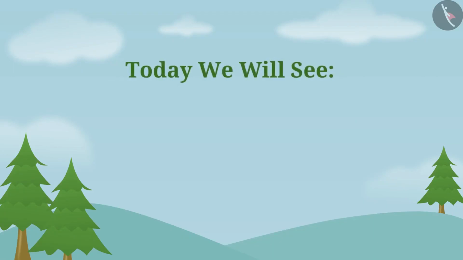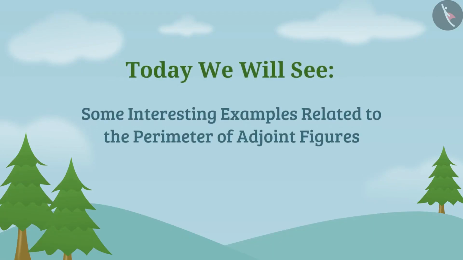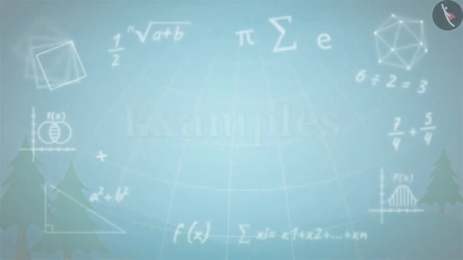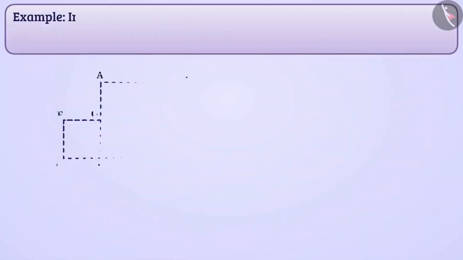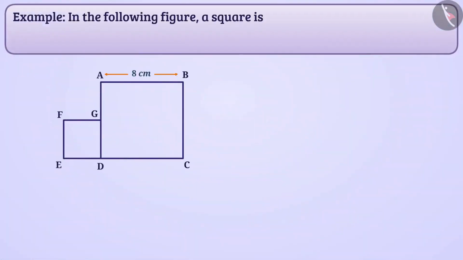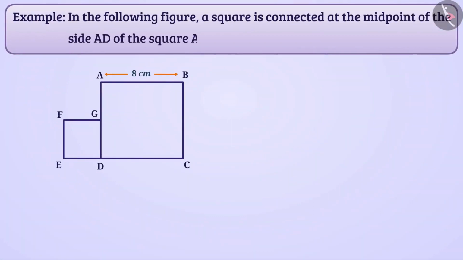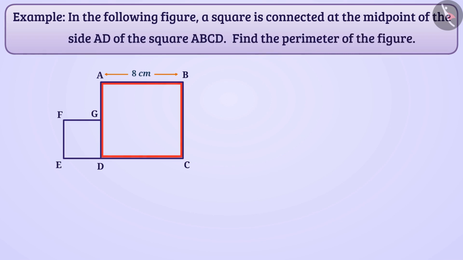Today we will see some interesting examples related to perimeter of adjoining figures. In the following figure, a square is connected at the midpoint of the side AD of the square ABCD. Find the perimeter of the figure. In the figure, it is given that the length of the side of square ABCD is 8 cm.